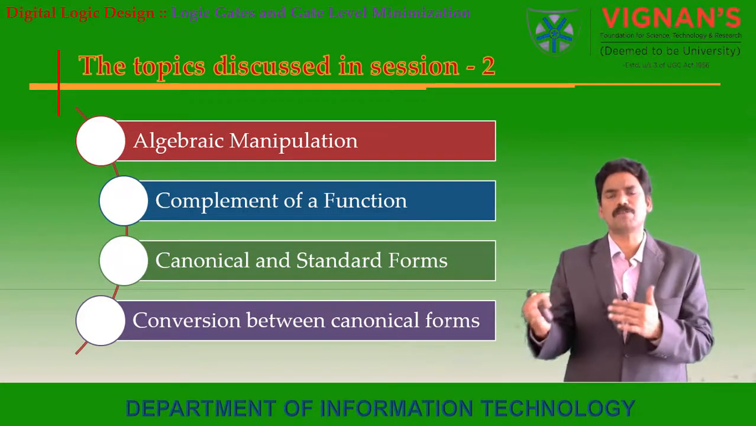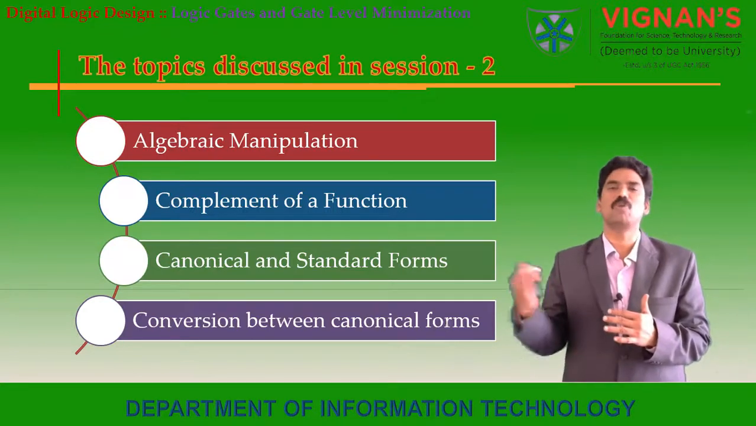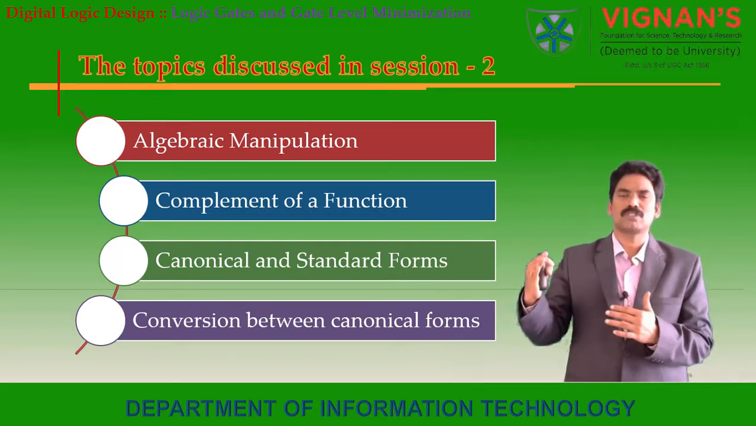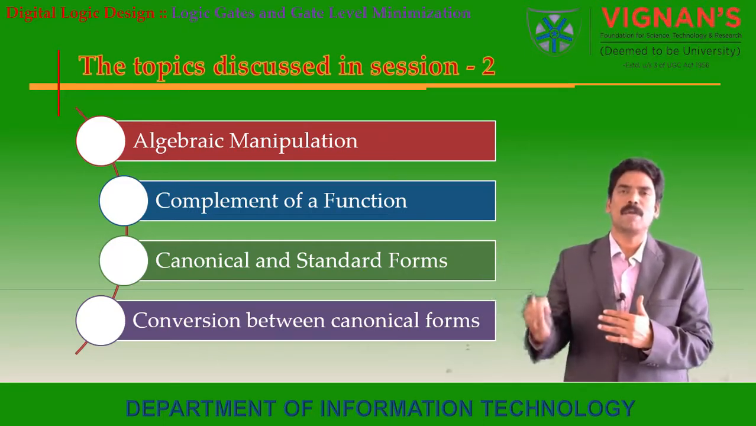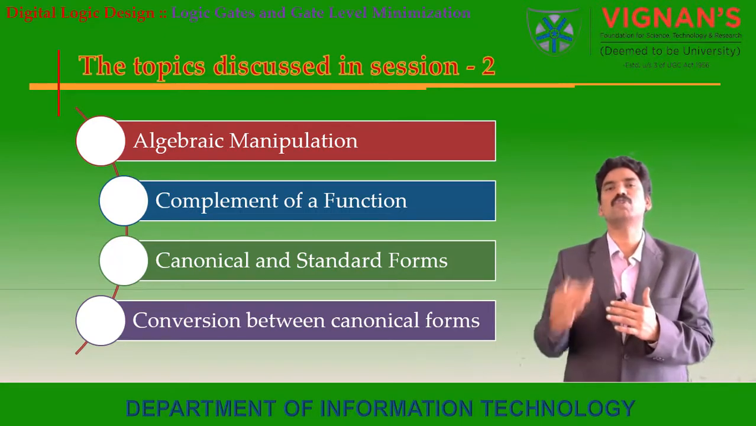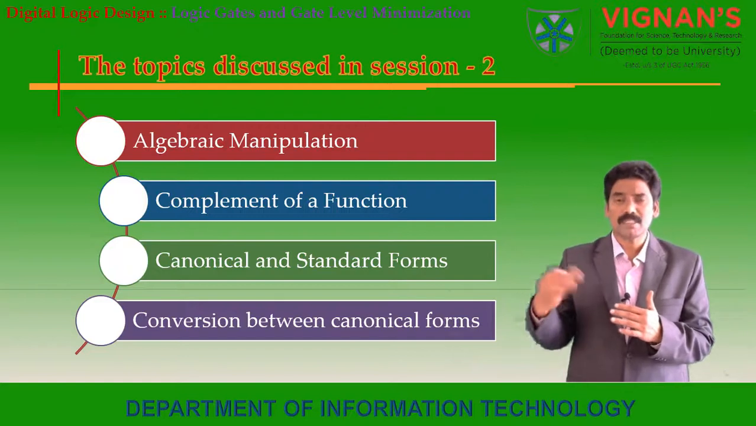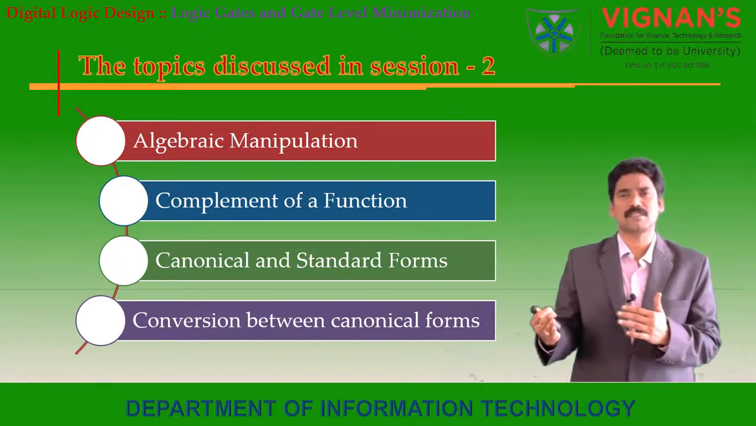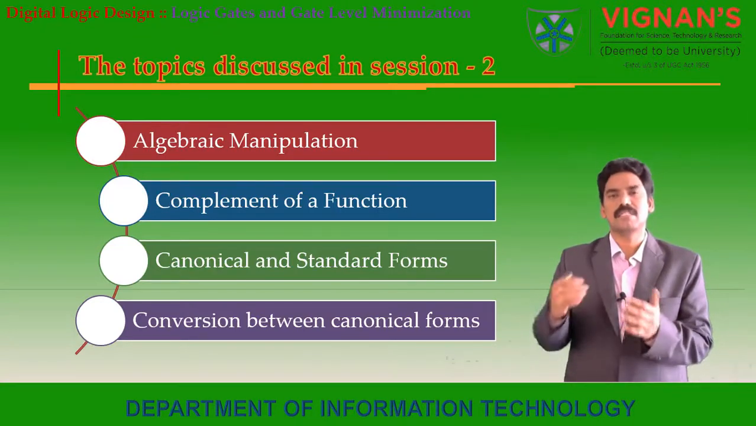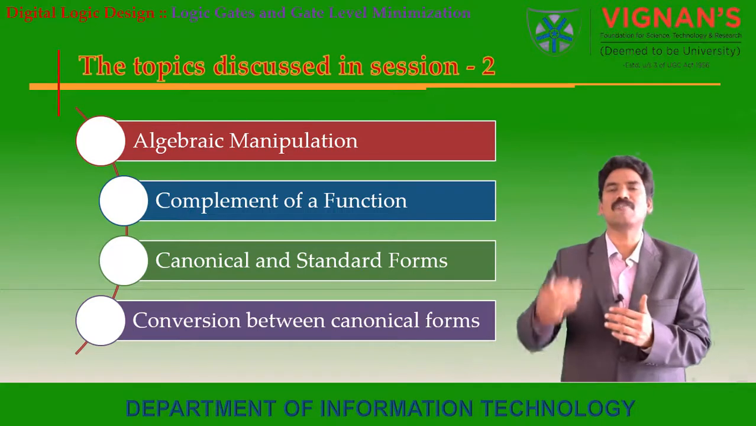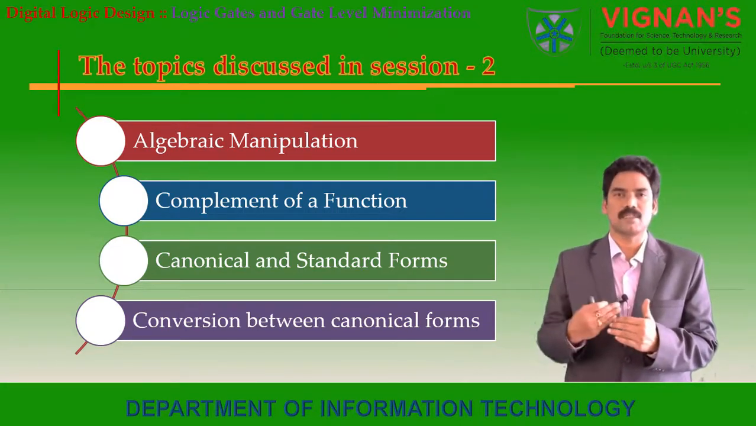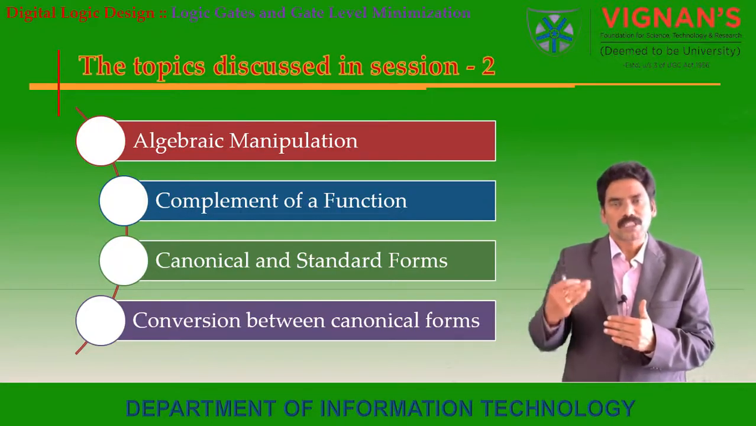Algebraic manipulation means simplification of Boolean expressions by using Boolean algebraic laws. We have some Boolean algebraic laws, and by applying those laws we are able to simplify the Boolean expression. What is the use of the simplification of Boolean expressions? If the Boolean expression is simplified, then designing the logic circuit is very easy. We can design that logic diagram, logic circuit.